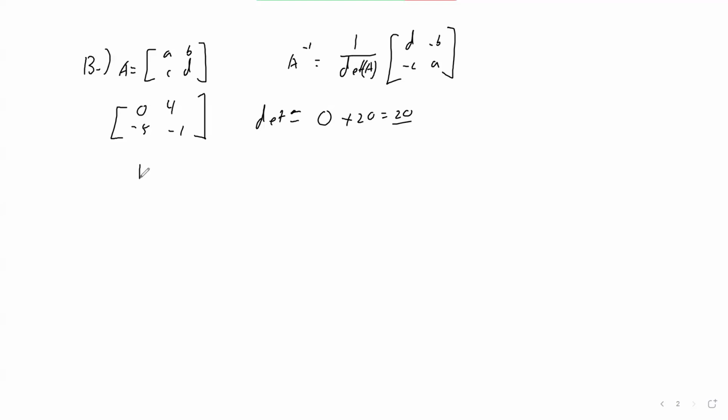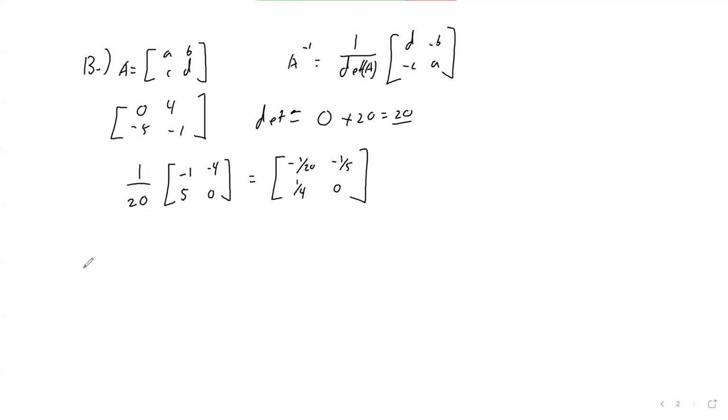So in this case, this would be 1 over 20 times, I'm going to flip A and D, so now negative 1 goes here and 0 goes here. Change the sign of B and C. So this has now become a positive, and this now becomes a negative. Then we just distribute, so your final inverse would be negative 1/20. 4 goes into 20, what's that, 5 times, so that becomes negative 1/5. 5 goes into 20 4 times, so it's going to be 1/4. And then 0 times 20 is 0. So you do want to simplify your fractions, but that's pretty much all you've got to do.